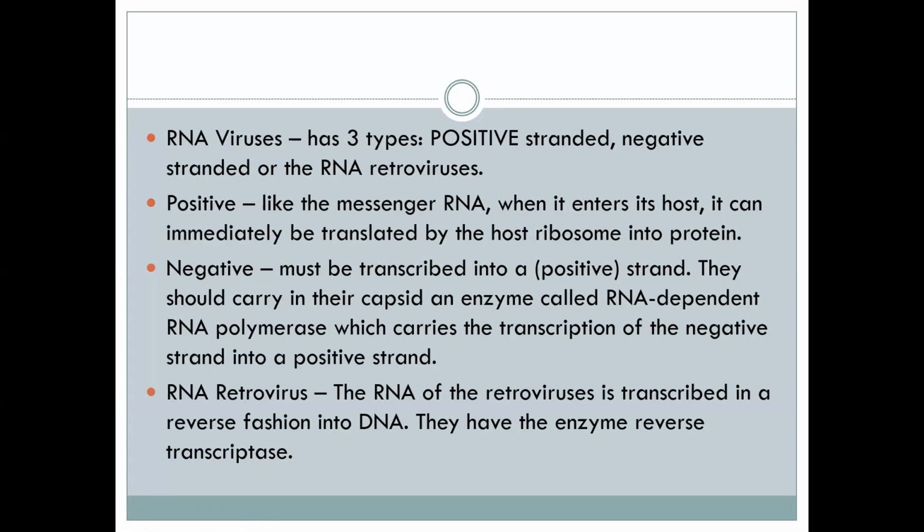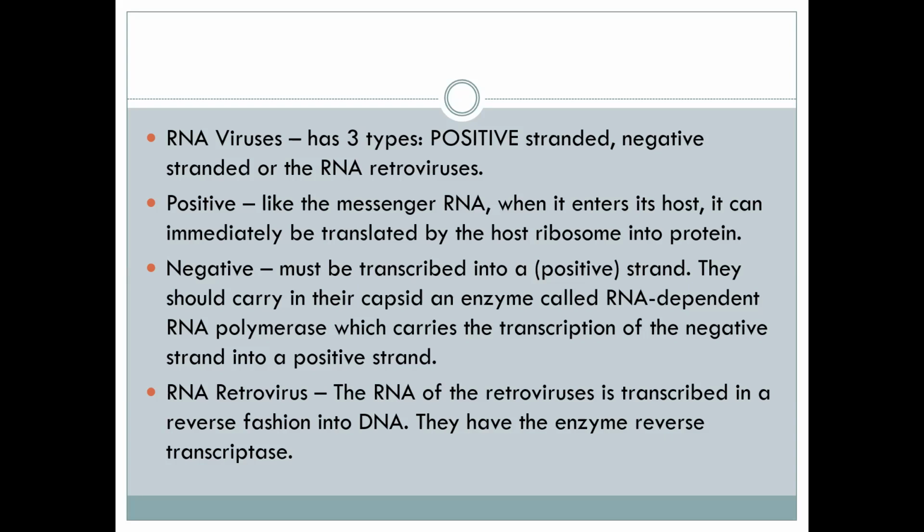Okay, so next. For RNA viruses, we have three types: positive stranded, negative stranded, or the RNA retroviruses. For positive, like the messenger RNA, when it enters the host, it can immediately be translated by the host ribosome into protein. So if the RNA is already positive, it's already like the messenger RNA, then it can reproduce or multiply its copies into new viruses.